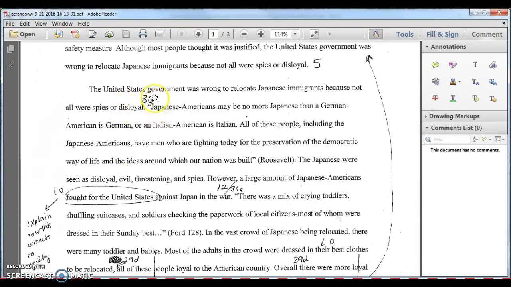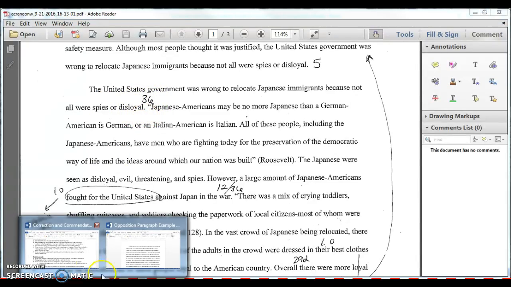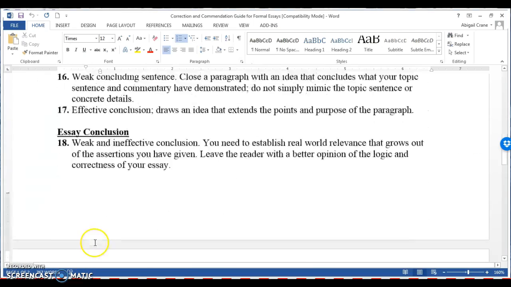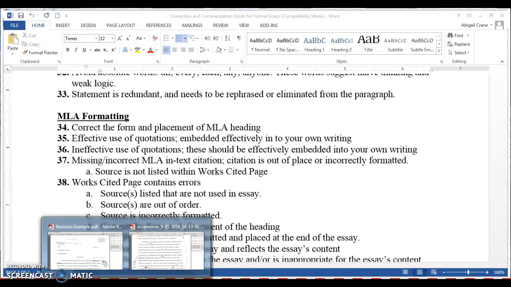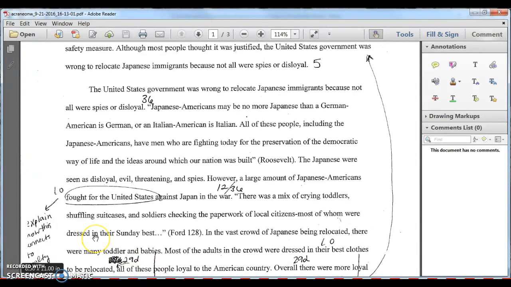The first number I see is a 36. Let's take a look at that. Ineffective use of quotations, these should be effectively embedded into your own writing. Hopefully, if you haven't already, you've watched that video lecture about embedding your quotes. That's going to help you with things like this. Anytime you see a 36, that's because you've dropped the quotation. Notice that there's nothing introducing the CD whatsoever. So review that video lecture and make changes based on that.